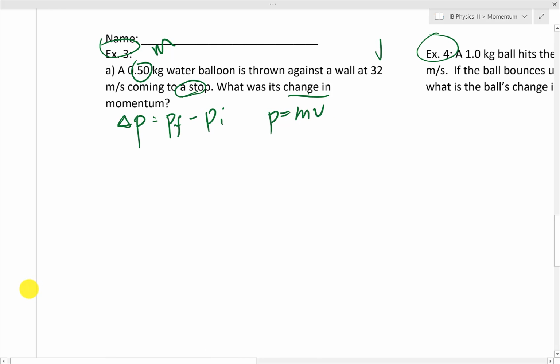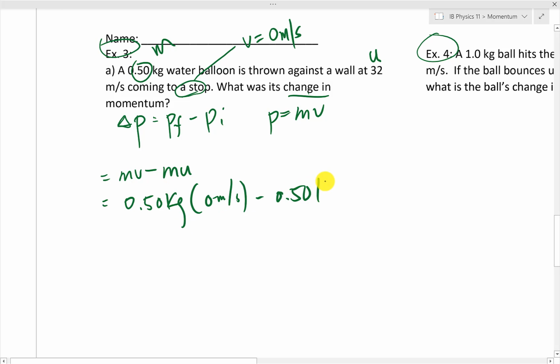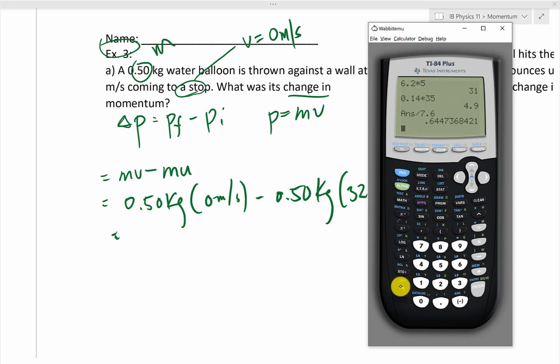So we know that the balloon starts off with 32 meters per second. I'm going to use a u for initial velocity from your data booklet. And coming to a stop, we know that's a velocity of 0. So our final velocity here is 0. Let's put this into our equation. So let's write it out, in which here my change in momentum is going to be mv for final minus mu for initial. Putting all my values in here, and then putting into our calculator.